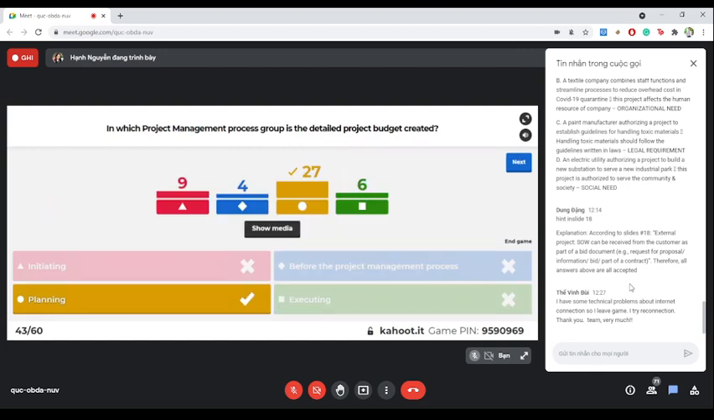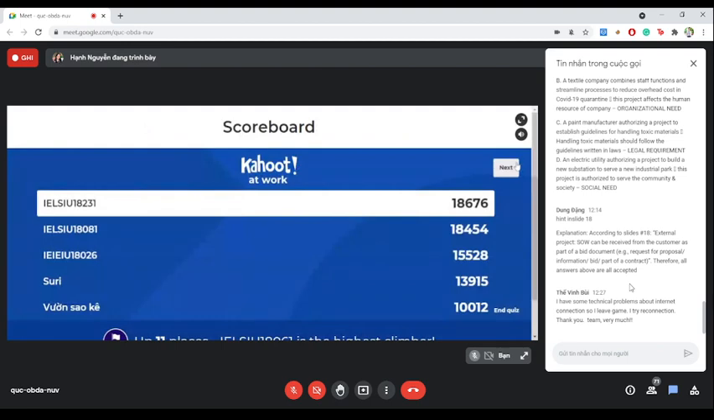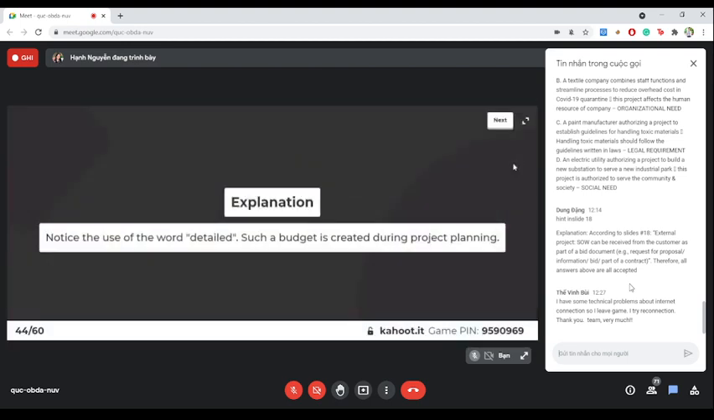Very good, very good, very good. Okay, so for this reason, we should focus on the word detailed, okay? Detailed, such a budget is created during the project planning.